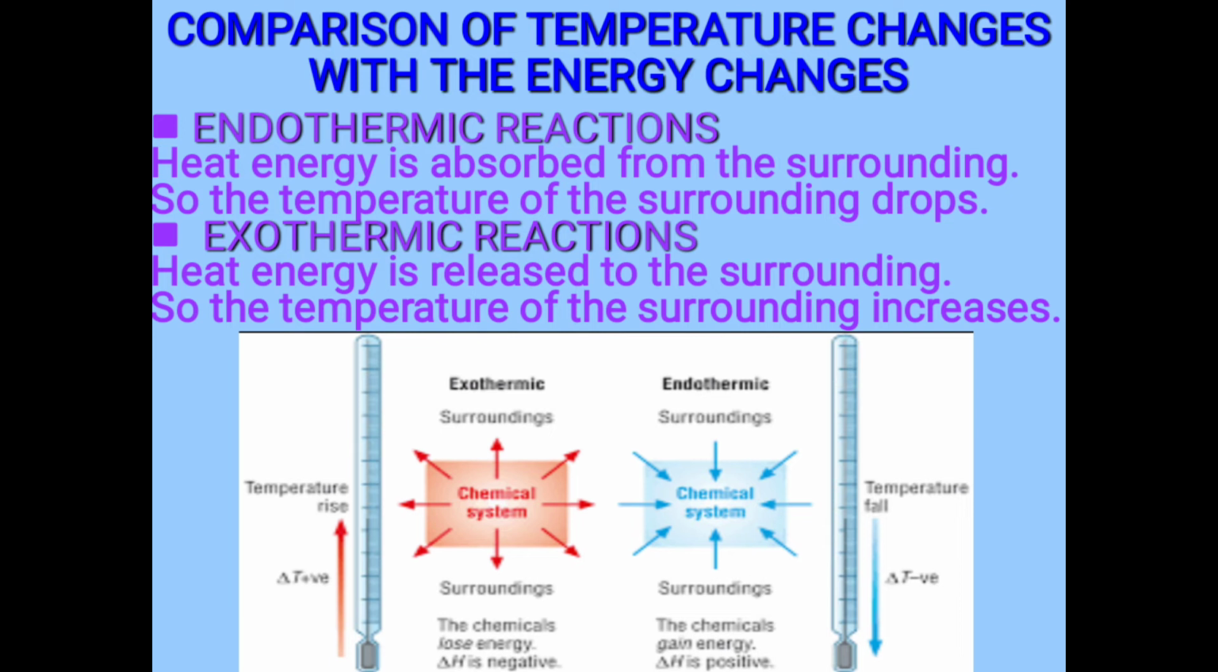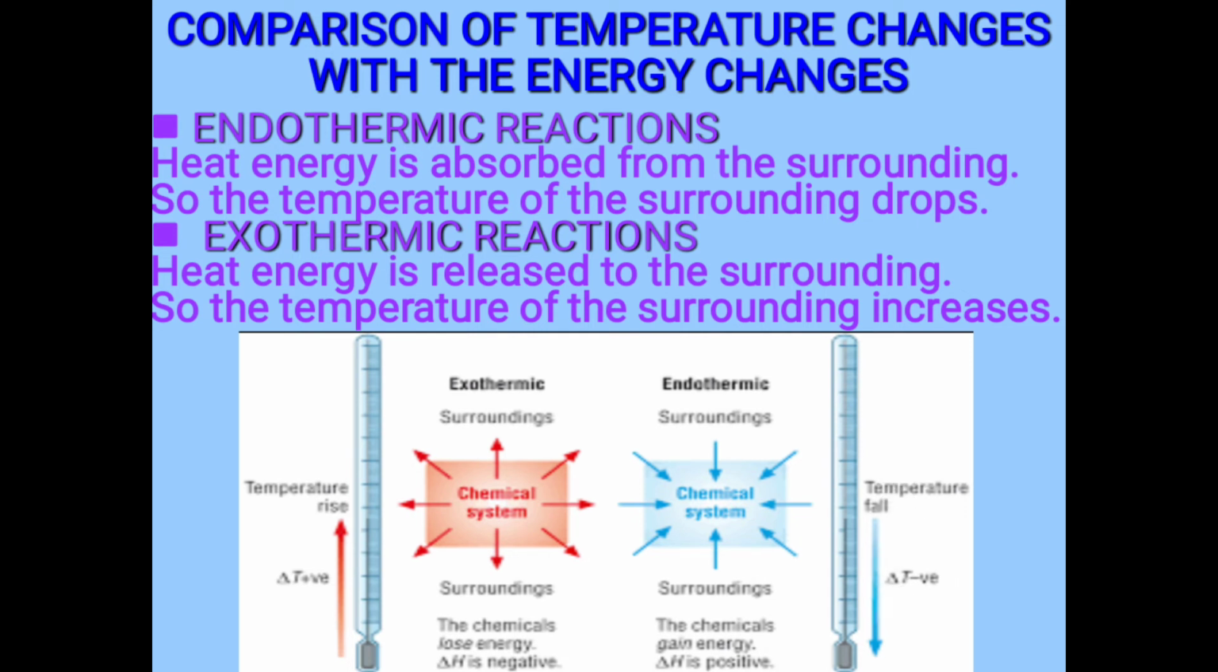Okay, now let us look at endothermic reaction. For endothermic reaction, as we have already said, heat energy is absorbed from the surrounding into the reacting system. So heat energy enters the reacting system. So here, the surrounding is going to reduce in temperature, and therefore the temperature of the surrounding is going to drop.